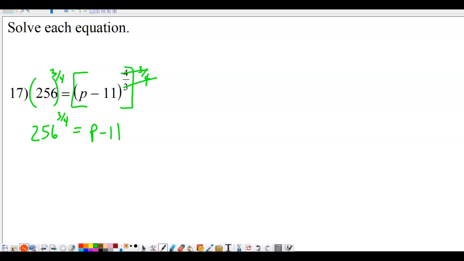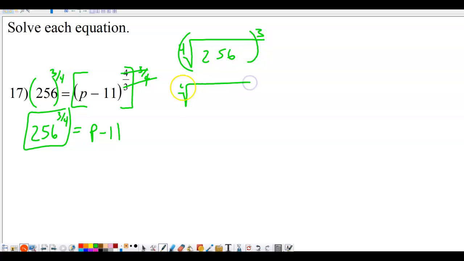Now before I go any further, I'm going to go ahead and simplify this expression. I want to find 256 to the 3/4 power. All right, so first of all, I'm going to rewrite it as the 4th root of 256 to the 3rd power. Next, I'm going to break down my 256. All right, 256. What does that break down into? I'm going to have to show my work on that one. I know 2 goes in there. 2 goes in there.